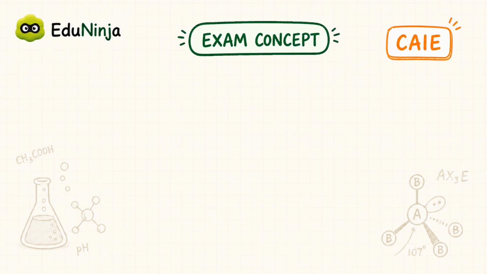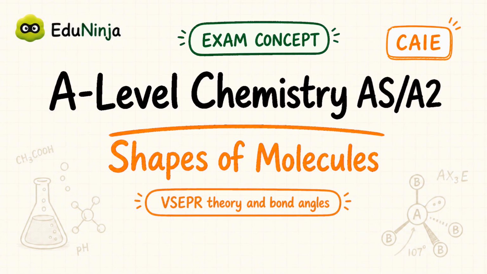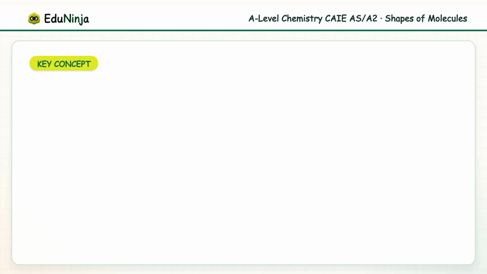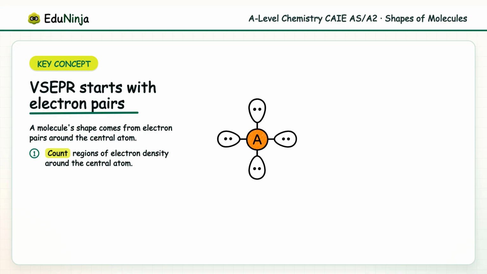In this lesson, we'll learn A-level chemistry shapes of molecules using VSEPR theory to predict bond angles and explain exam answers. For molecule shapes, start with VSEPR. The important idea is simple. Electron pairs around the central atom repel each other.